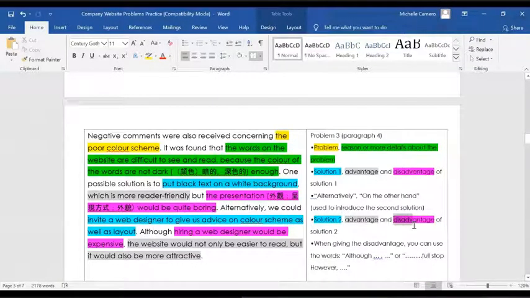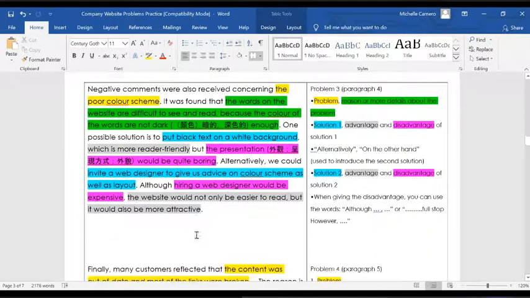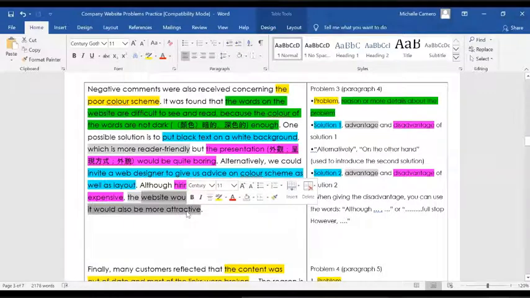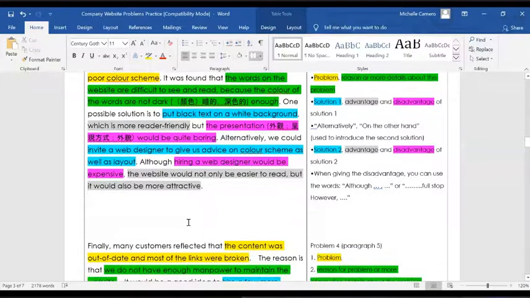Notice here in the pink is disadvantage. They give you the disadvantage first. So it says, although hiring a web designer would be expensive, the website would not only be easier to read, but it would also be more attractive. So here they're actually giving you two advantages. One, easier to read. And then the second one is it would be more attractive. Okay. Do you have to do this on the assessment? Do you have to give two advantages like this? No, you don't. One would be enough. So you could say the website would be easier to read, full stop. That's fine. But if you want to add two, if you think you can, go for it. That's great. All right, next.